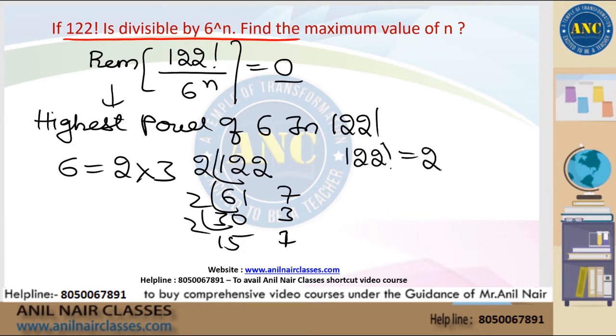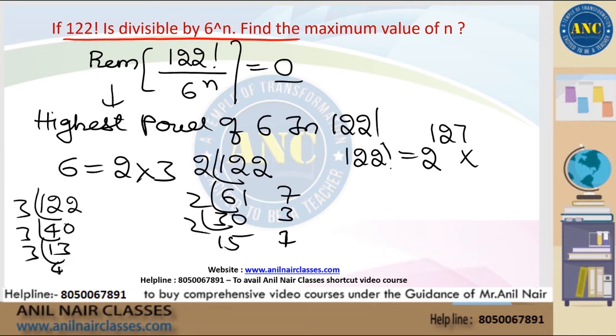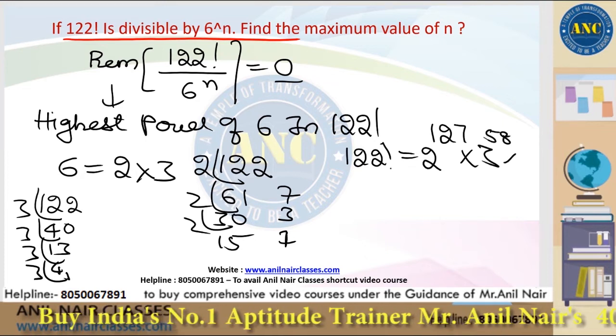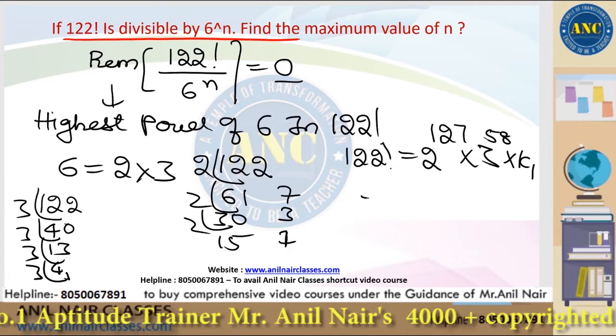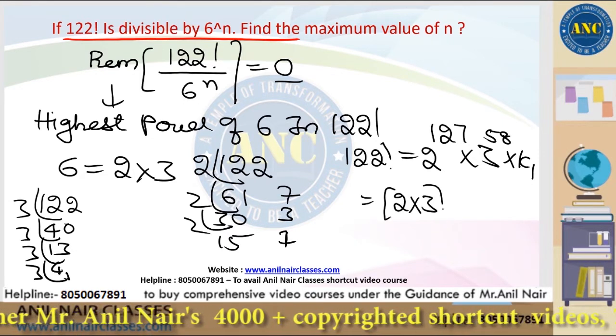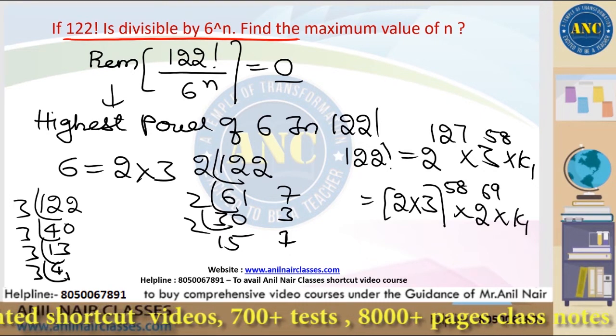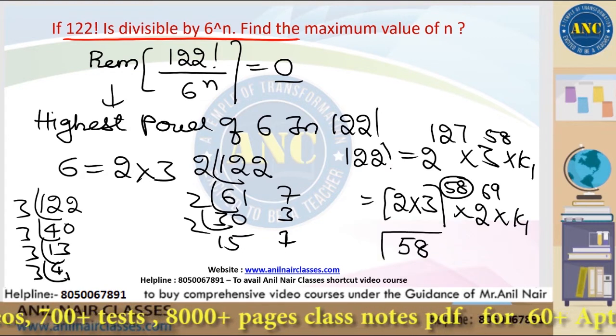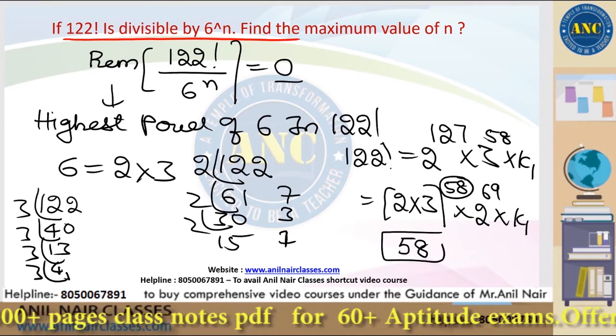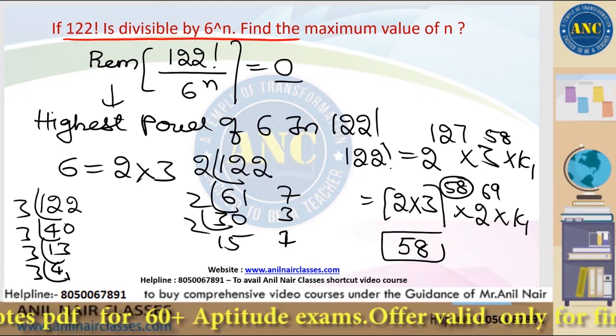122 factorial is 2 power 117 into 3 power, how much it will be, we will see. 3 40s are, 3 13s are, 3 4s are, 3 1s are. 40 plus 13, 53, 53 plus 4, 57, plus 1, 58. 3 power 58 into K1. We require 6, so it is nothing but 2 into 3: 2 power 117 into 3 power 58 into K1. 6 power 58. Answer is 58. I hope it is clear.